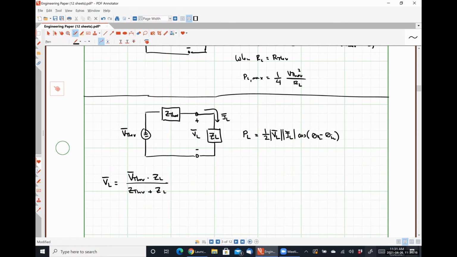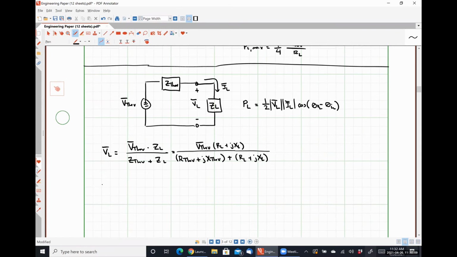Now, in order to get the magnitude of this, I'm going to break this up and express my impedances in rectangular form. So in my denominator I'm going to have R Thev plus jX Thev plus RL plus jXL. That's just me splitting up those two impedances into their resistive and reactive portions. In my numerator, I'm still going to have my phasor Thevenin voltage, multiplied by RL plus jXL. So to take the magnitude of this, it is going to look something like this.